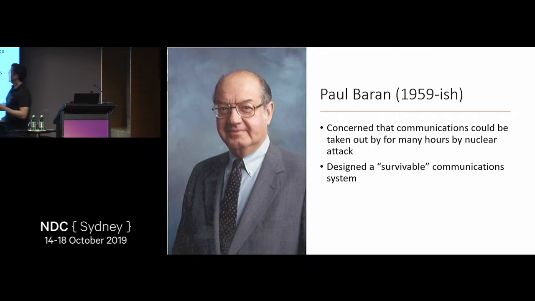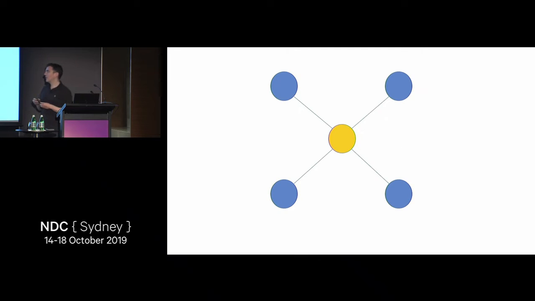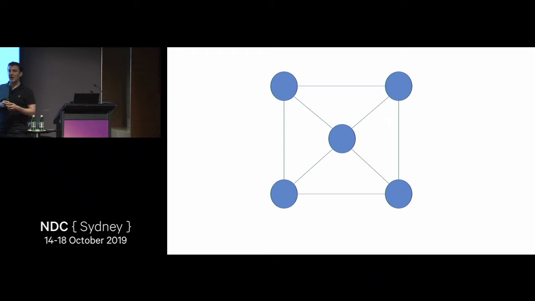But let's go back. There's a guy called Paul Baran, and he's becoming concerned that communications could be taken out for many hours by nuclear attack. And he sets about designing a survivable communication system. If we consider this central node here, this yellow node here, as routing various communications, if this was to be taken out, then these other 4 blue dots could not talk to one another. So Paul's interested in this, and he puts forward the idea that if you create additional connections, if there are at least 3 connections between nodes, even in the event of a 50% loss of nodes, it's still going to end up being a survivable communication system.